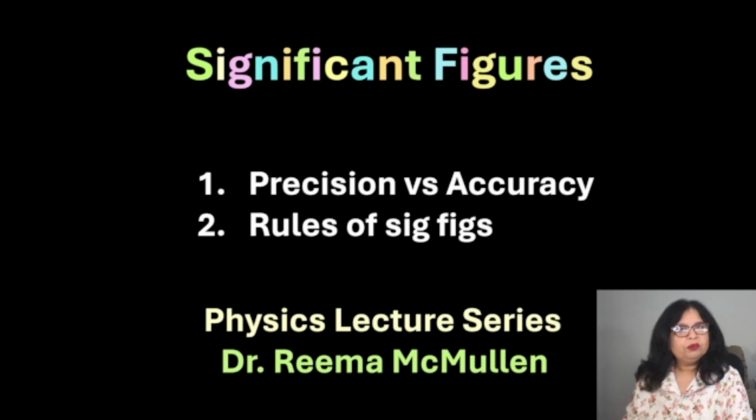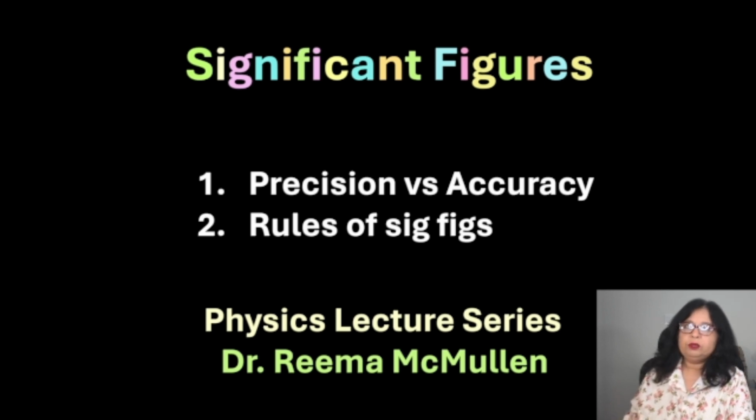I'm your very own personal physics tutor, Dr. Rima McMullen. In today's lecture, we are going to look at the difference between two very closely related but different terms, accuracy and precision. And then we are going to look at the different rules to tell how many significant digits there are in a given number.